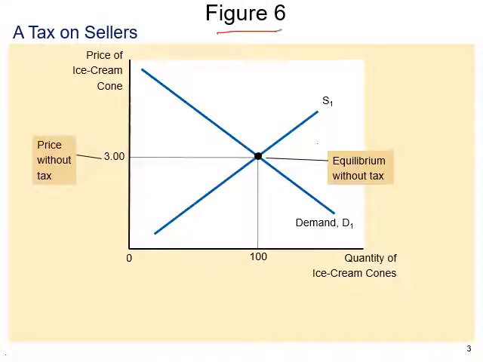Figure 6 deals with a tax on the seller. The government imposes the tax on the seller. Before taxes, the market is in equilibrium at the point where the supply curve S1 crosses the demand curve D1, and the equilibrium price is $3, the price without taxes, and the equilibrium quantity is 100 ice cream cones.